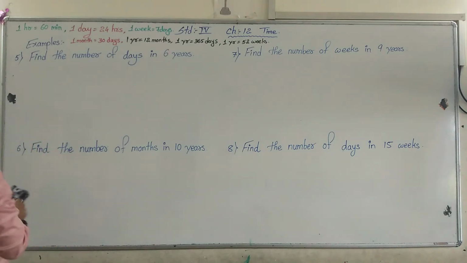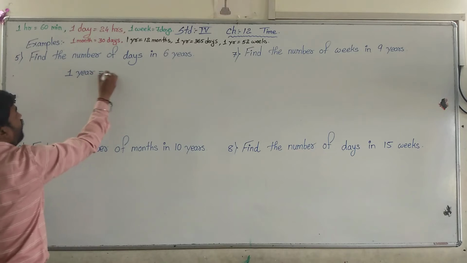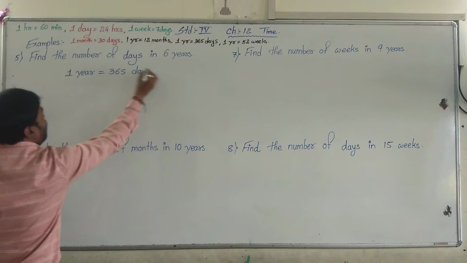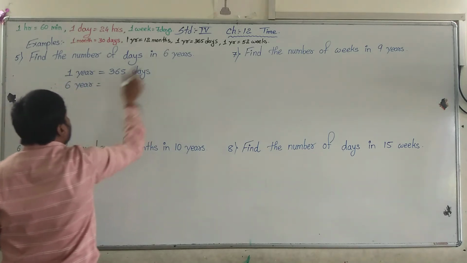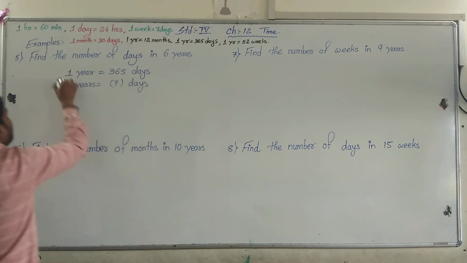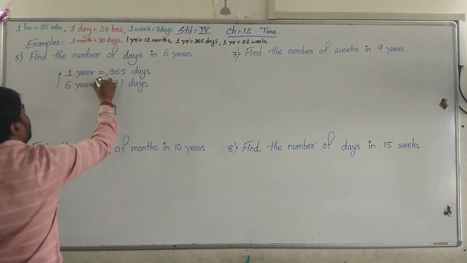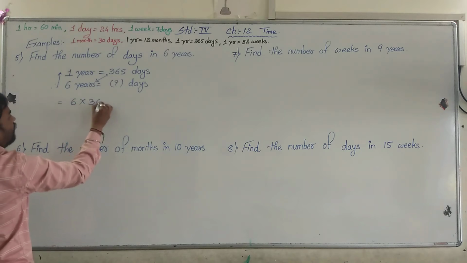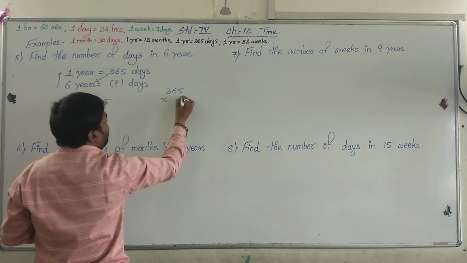So what we can say is that 1 year is equal to 365 days. Therefore, for 6 years. Why 6 years? Because we have to find for 6 years. 6 years, how many days? Now here you can see that the number of years increases. So at that time again we will perform cross multiplication. That is 6 multiplied by 365. So let's multiply 365 multiplied by 6.